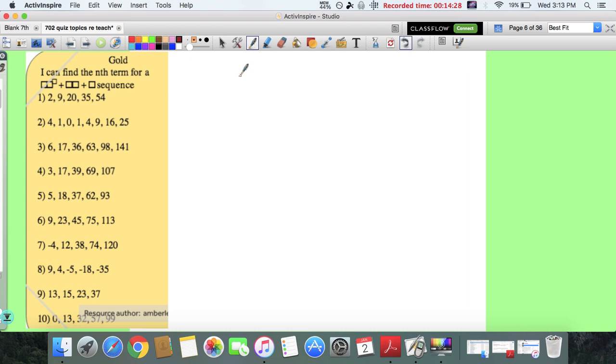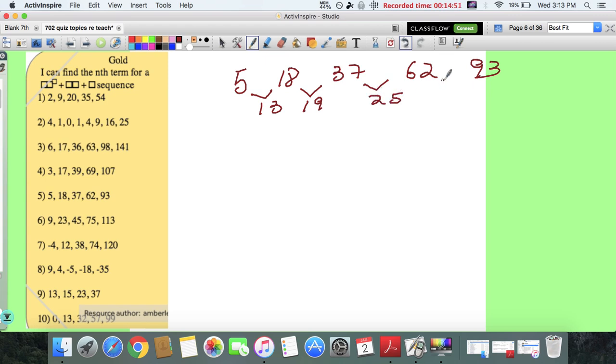5, 18, 37, 62, 93. So find the first difference: 13, 19, 25, and 31. Yep, they're not all the same, so it's not linear.